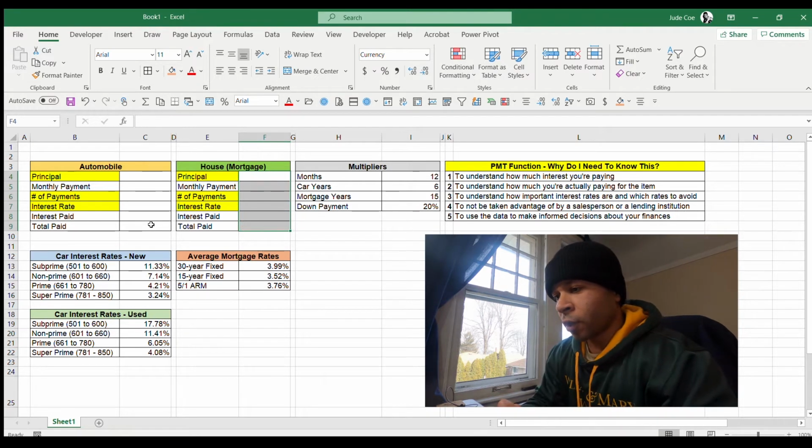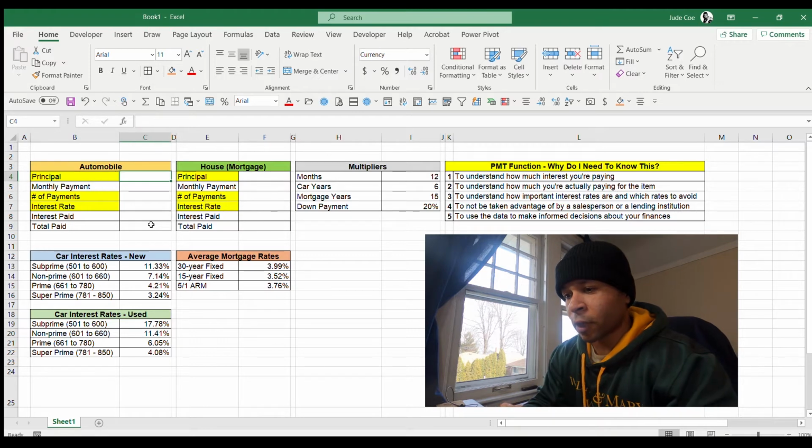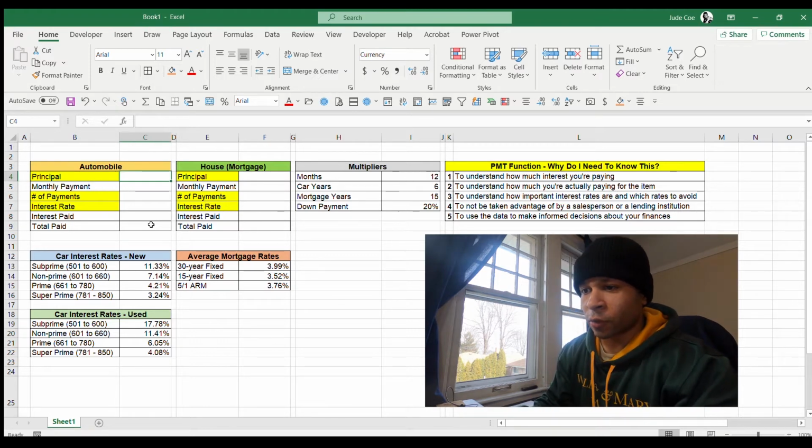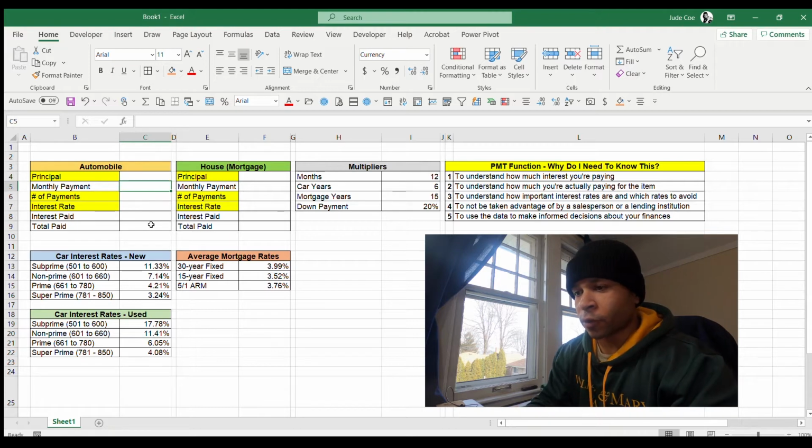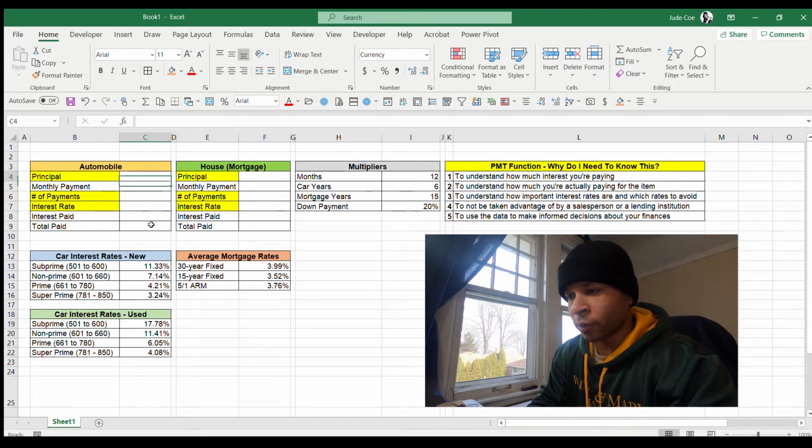So in Excel, when you're figuring this out, the first thing you want to start with, and we'll start with the automobile, is your principal. Your principal is how much you're going to be paying up front. We'll call it that for now. Let's say that you're looking at a car and you're looking at spending $40,000 for it. So let's put in 40,000.